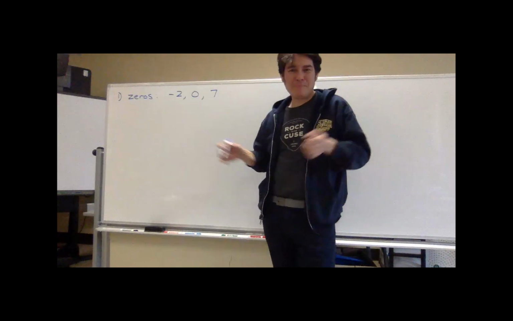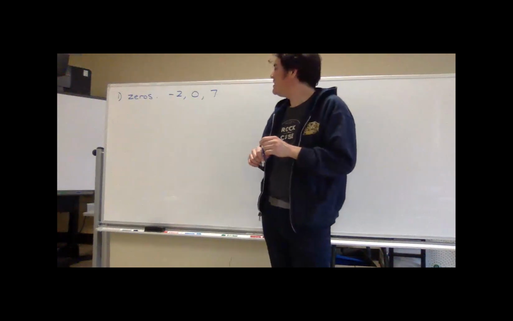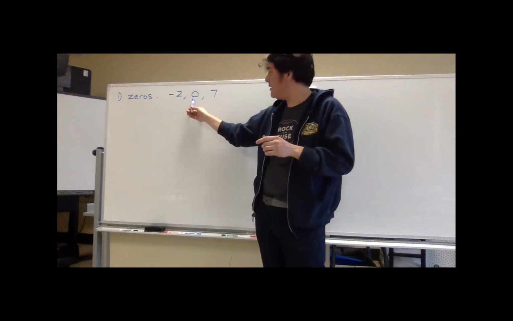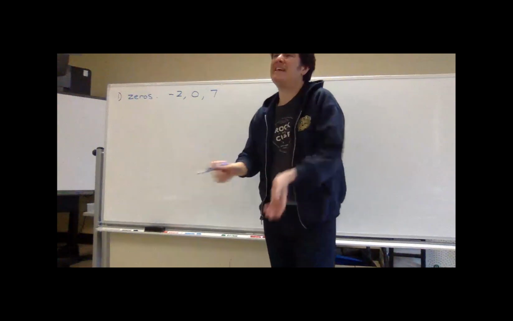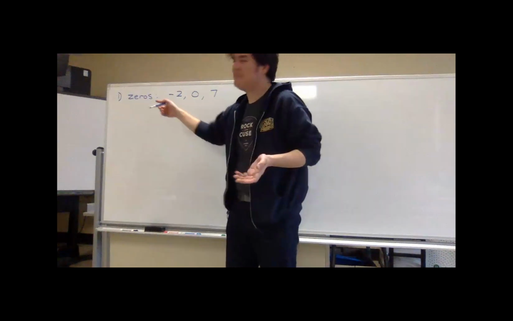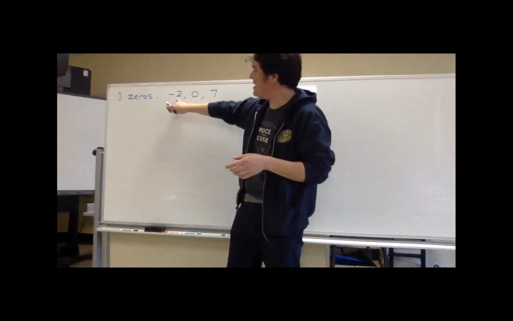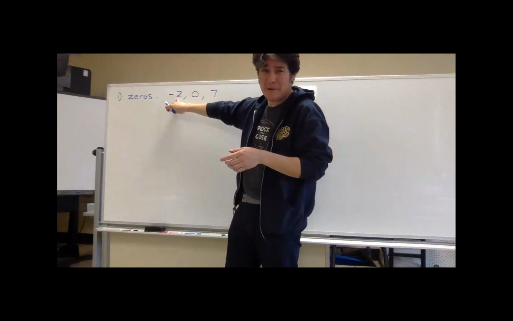Let's take a look at the first problem from the practice test. It says, which polynomial has zeros of -2, 0, and 7? So now we need to think about how can we make factors from zeros. Well, if you think back to earlier in this unit, what we did was we changed the sign of the 0 and put it with x.